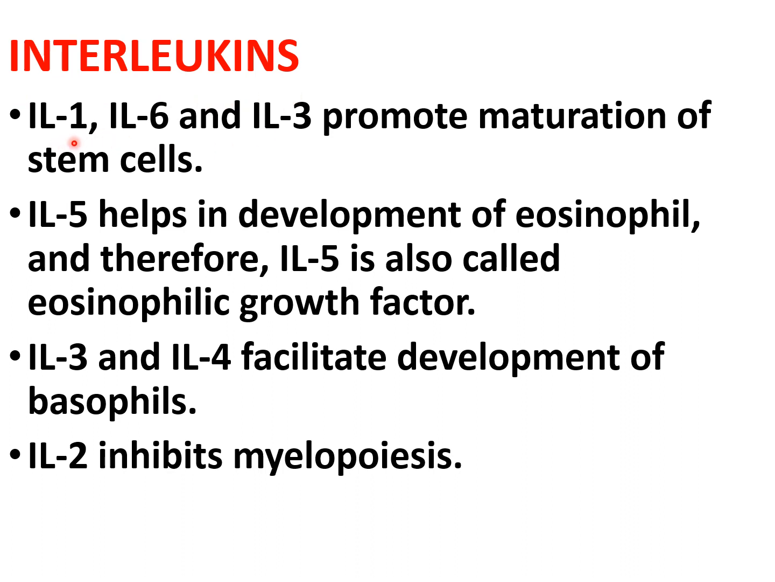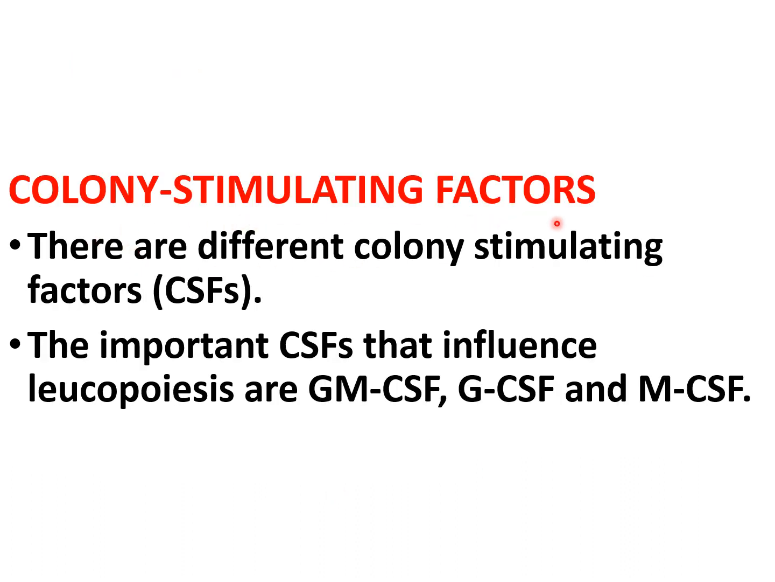Interleukin 1, interleukin 6 and interleukin 3 promote the maturation of the stem cells. Interleukin 5 helps in the development of eosinophils, and therefore interleukin 5 is also known as eosinophilic growth factor. Interleukin 3 and 4 facilitate the development of basophils. Interleukin 2 inhibits myelopoiesis. Then colony stimulating factors. The important colony stimulating factors that influence leukopoiesis are GM-CSF, G-CSF and M-CSF.